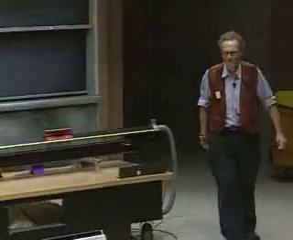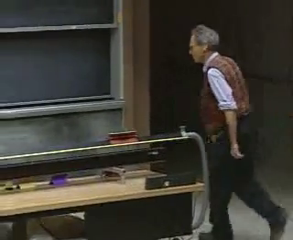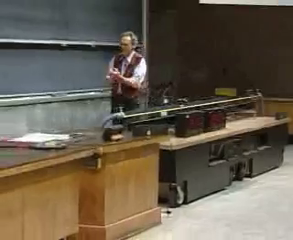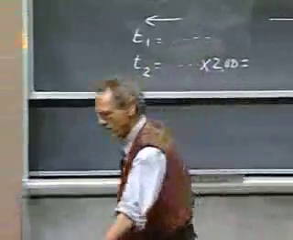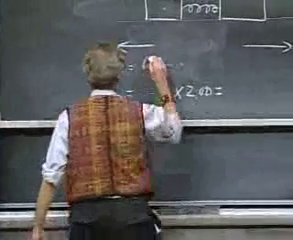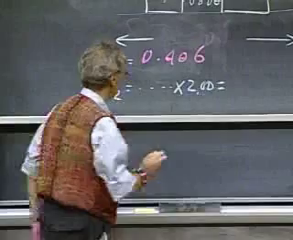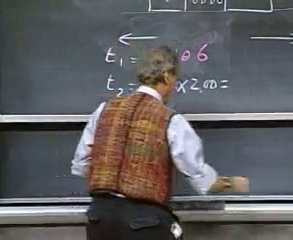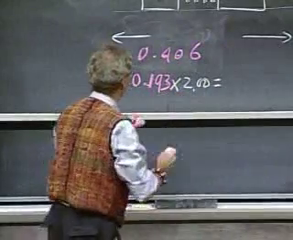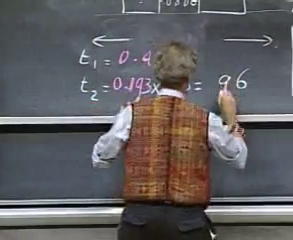What do you see? 406, 193. On the button! 406 and 193. 0.406, is that what you see? Yeah? And 0.193. Now I don't even need my calculator to multiply this by 2. I can even do that by heart.